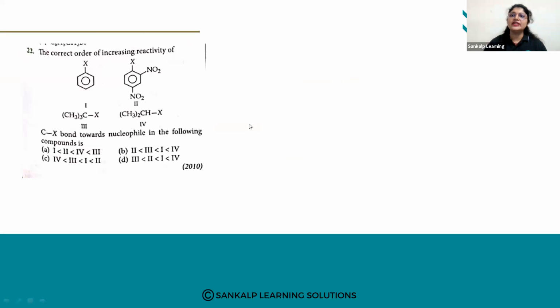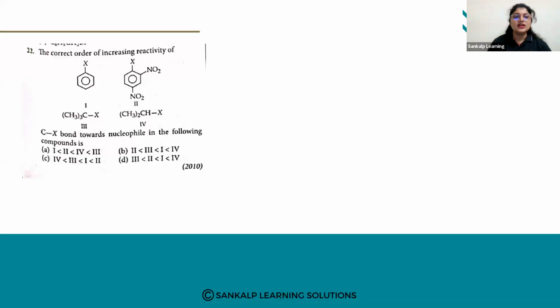So we'll go for the next one. Understood, you have to check for the stability. If it is SN1, tertiary will be more stable and the least will be methyl carbocation. And if it is SN2, methyl will be more stable, then primary, then secondary, and then tertiary. You have to follow this order. So we'll go for the next question.